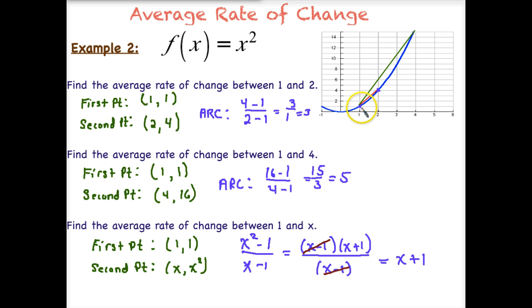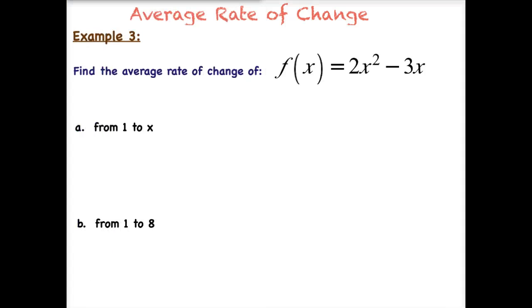So if we wanted to find the rate of change, for example, between 1 and 1.1, we could put a 1.1 in here and get 2.1. And you can see how we could continue to put in smaller and smaller values, or closer and closer to 1, in order to figure out really what that rate of change is right there at 1, that instantaneous rate of change, which would be on the tangent line.